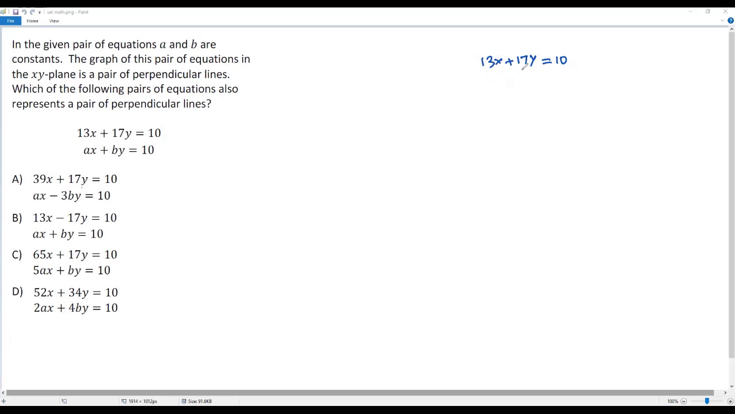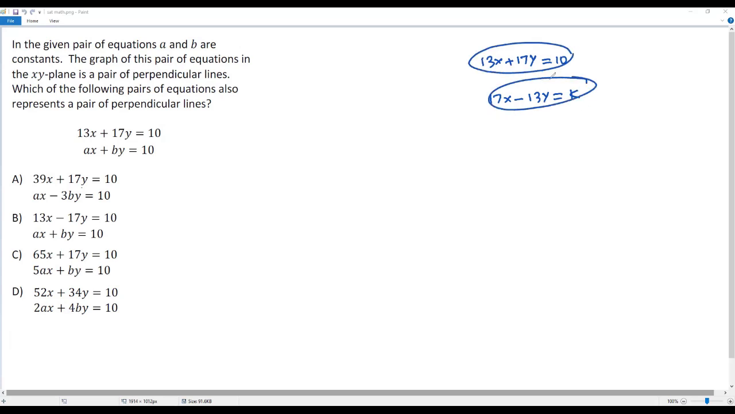Now our second step is to consider the number we have in front of y. Don't consider the sign; positive or negative, it doesn't matter. We have to consider only the number in front of y, that is 17. This 17 should be taken as the coefficient of x. And now let's consider the number in front of x. This 13 should be taken as the coefficient of y. Then we get 13y. Now we have to change the sign in the middle. Here we have positive; it has to be changed to negative. On the right side, instead of 10, we can take some other constant k.